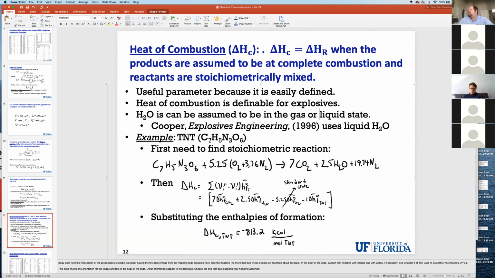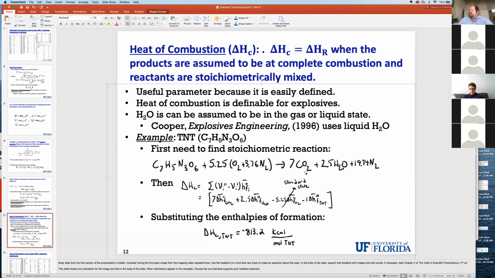So for example, we just want to find the heat of combustion for TNT. First we need to find the stoichiometric reaction. Remember, TNT has a very large and negative oxygen balance, so to completely oxidize it, we're going to have to add some O2 or add some air. If you assume complete combustion, all the carbon atoms burn with oxygen to produce CO2, and all the hydrogen atoms burn with oxygen to produce H2O. Then you find you need 5.25 moles of O2 to balance everything out.